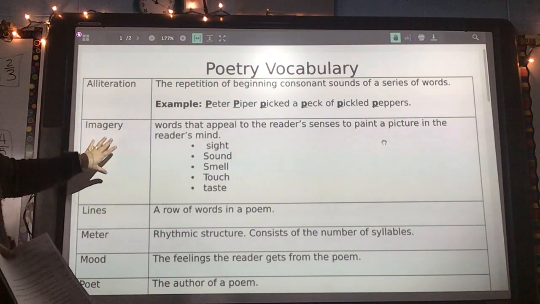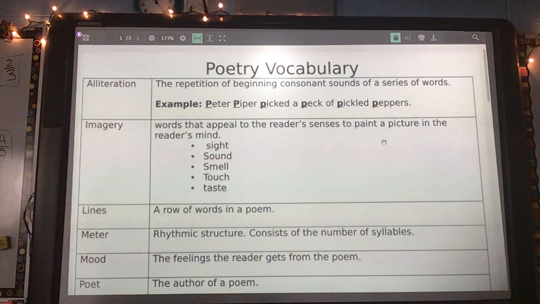Imagery. Okay, imagery is words that appeal to the reader's senses to paint a picture. So you can see it in your head. As you're reading it, you're visualizing it in your head, okay? So if an author was writing to you about the beach, they used such good imagery that you were able to picture the waves crashing to the rocks. You were able to picture the sand. You were able to picture the bright sun in your eyes, okay? That is your imagery.